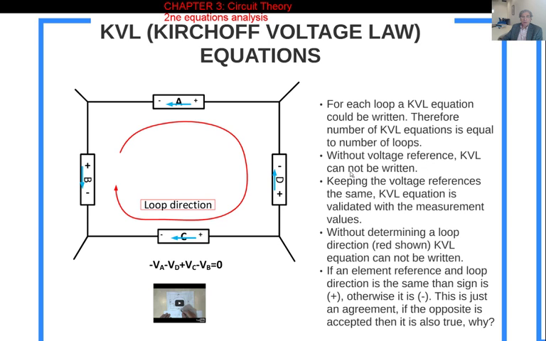Without voltage reference, KVL equations cannot be written. So if you don't put these references here, we cannot write an equation. Why can we not write it? Because it says algebraic sum. I am going to put plus or minus signs in front of these element voltages. I cannot put that sign in without any reference, current or voltage reference of the elements. So we need this. But this is not enough.